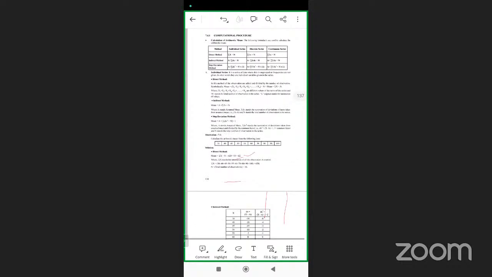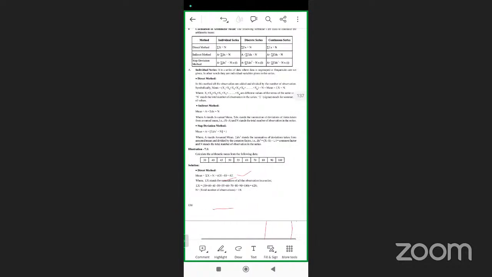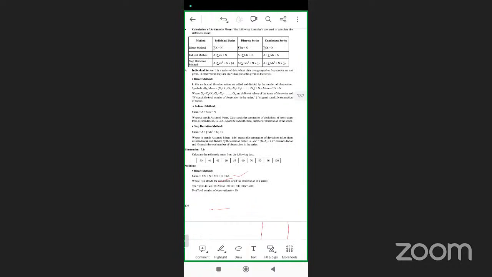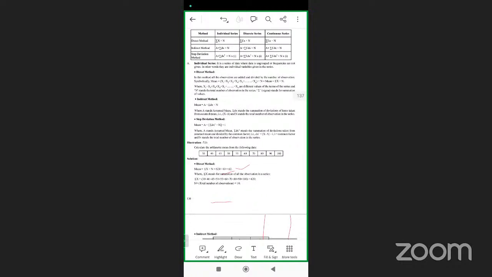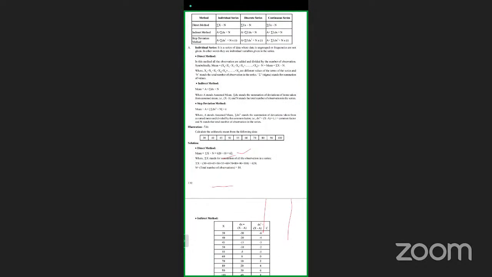Here you see A stands for assumed mean. Sum of d of x stands for the summation of deviations taken from the assumed mean. We need to keep some assumed mean in mind, say 60, and subtract that value. Let us say the first value in the calculation is 30. Assumed mean is 60, so I subtract 30 minus 60, which is minus 30. That is how d of x comes.